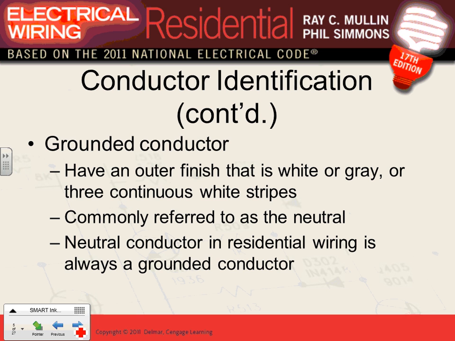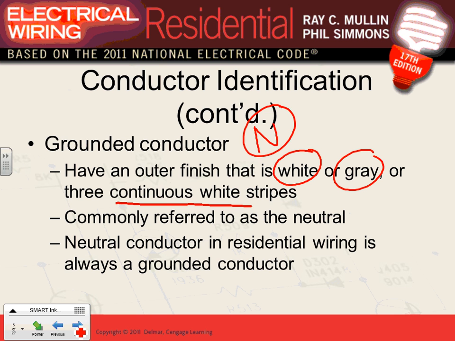Grounded conductor. This is my AKA neutral. When you do the identification, guys, a couple of things about grounded conductor. The colors that code allows you to use are white, gray, or continuous white stripes. These are by code.